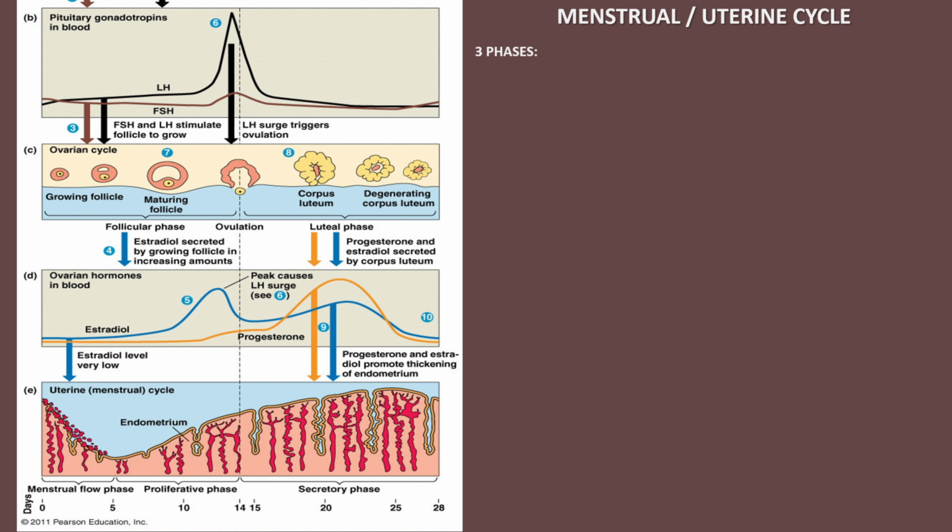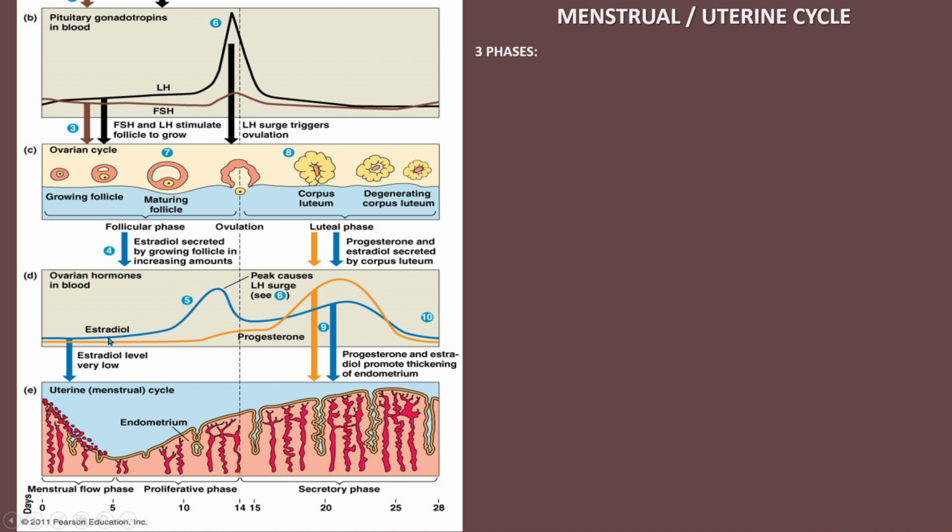The second female reproductive cycle is menstrual or uterine cycle. So this cycle occurs in the uterus, specifically in the endometrium wall. So this is the endometrium wall or the inner lining of uterus. At early phase, the level of estrogen is low, causing the endometrium wall to rupture and discharge. So the first day of menstruation is the starting of menstrual flow phase or starting of the menstrual cycle.